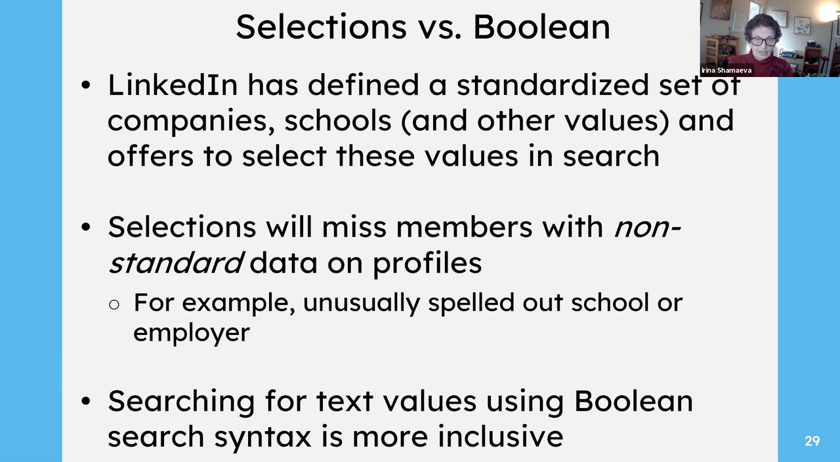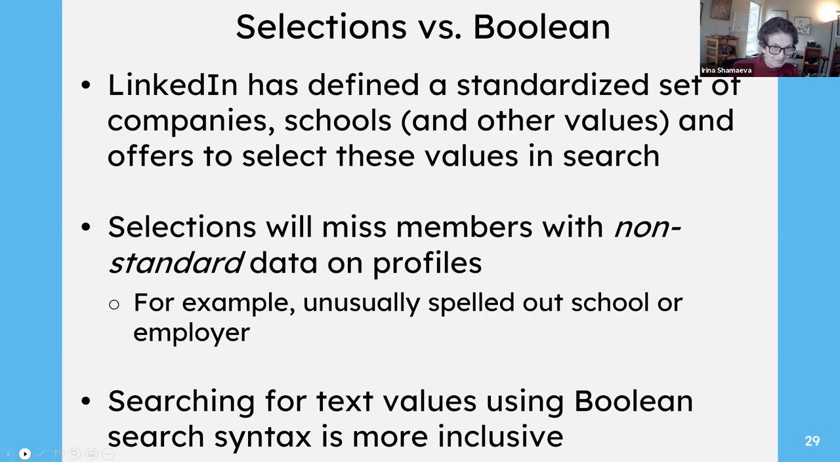Now, what happens there is LinkedIn standard can only process maybe half or less than half of LinkedIn, because people enter whatever they please. And a lot of people have non-standard data on profiles. They would put the company name but not link to the company page, or they will unusually spell it out. And if you're searching by selection, you're missing all of those people who did not fit into the LinkedIn structure. Now, if you search using Boolean search syntax, it is more inclusive because you will be finding those non-standard people.